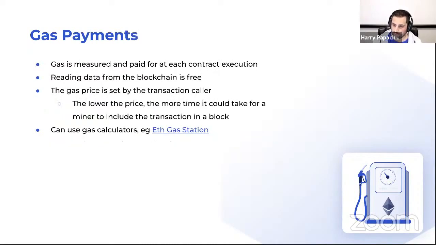Gas is measured and paid for at each contract execution. So every time you interact with a contract, that's where you specify how much gas you want to put, right? When you're reading data from the blockchain, it's free. You don't have to pay any gas. But when you write and do other kinds of operations, that's where you need to specify a gas amount that you want to pay. And it's set by you, the transaction caller, and the lower the price, the more time it could take for a miner to include them in the next block, because the miners would generally prioritize transactions that have a higher fee because they're going to make more money off of it.